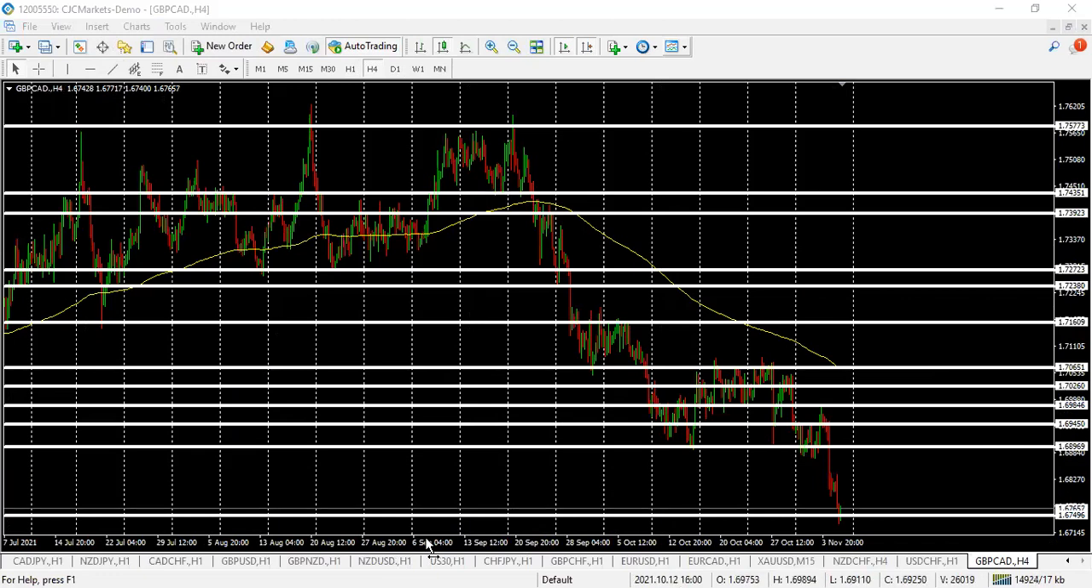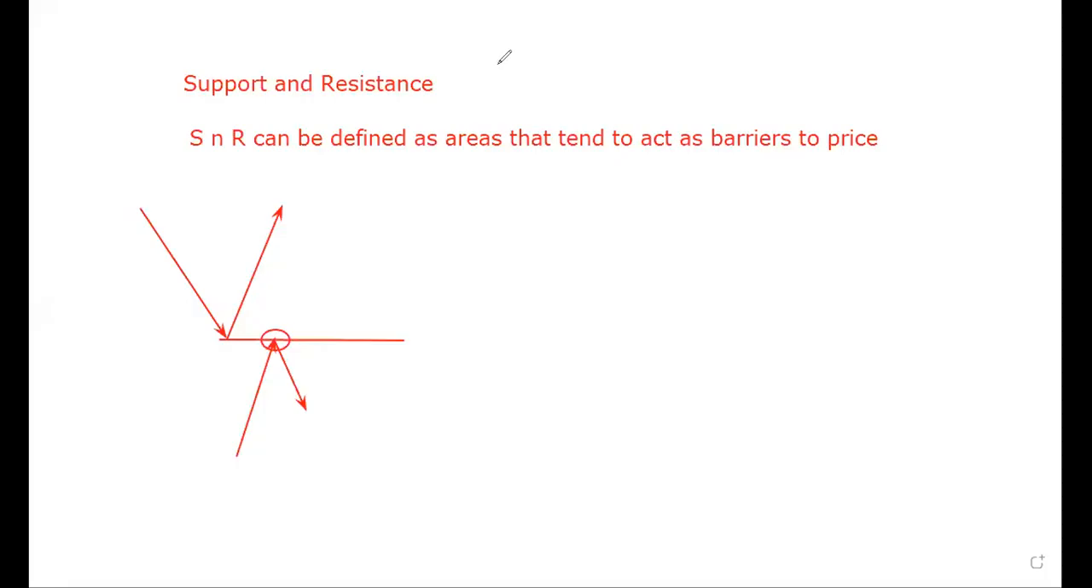Now, let's go to the next topic, which is market structure. Okay, before we go there, let me share my chart and now talk about differentiating support from resistance.